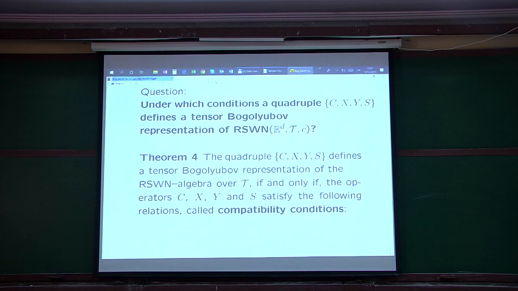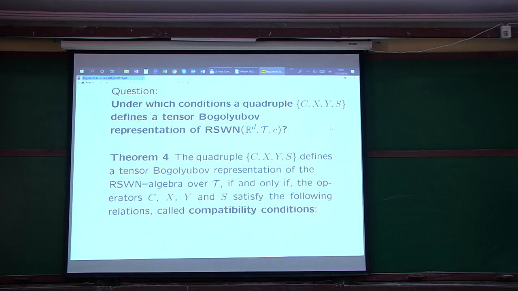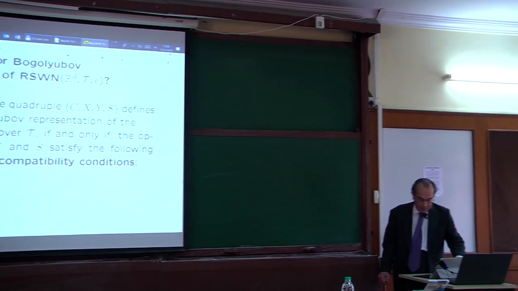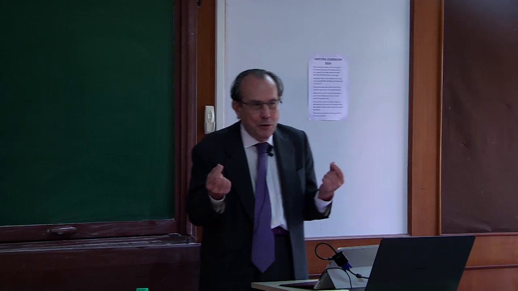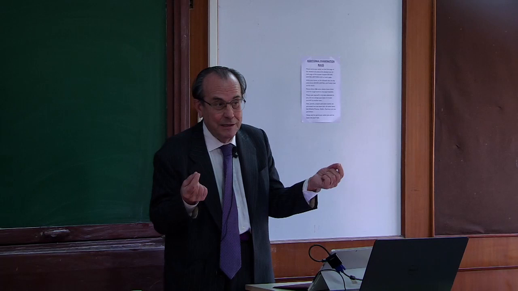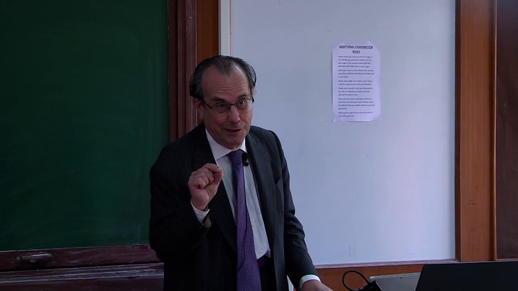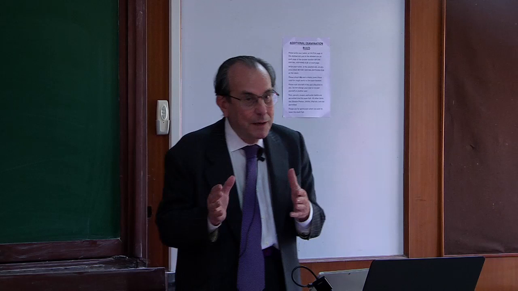Which quadruples of operators will correspond to a tensor Bogoliubov representation of the renormalized square of white noise? Why we call it renormalized is a long story, but essentially there is a constant that appears. This constant you can interpret either in the algebra sense as a central extension, or, as it historically came, as a renormalization constant. And the crucial point is that if this constant is zero, all the theory is zero. So the renormalization, even if algebraically trivial, conceptually is very important.